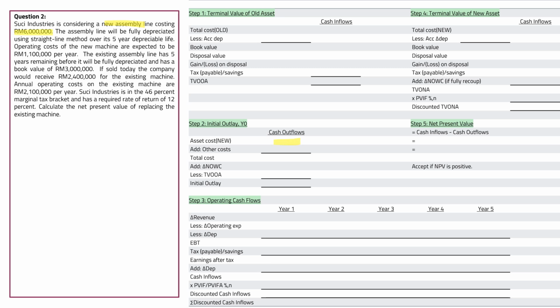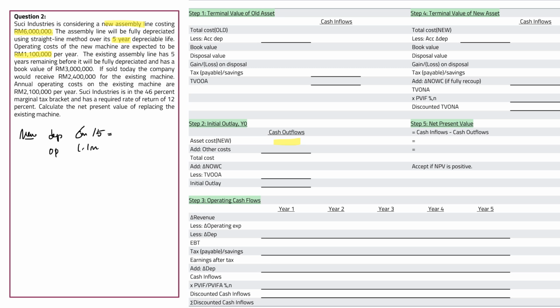The assembly line will be fully depreciated using the straight line method over its 5-year depreciable life. So let's put in the figures. New machine depreciation will be 6 million divided by 5. Operating cost of the new machine is expected to be 1.1 million per year. And let's write it down. Operating expense is going to be 1.1 million.